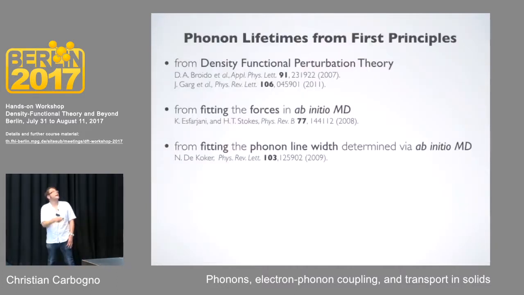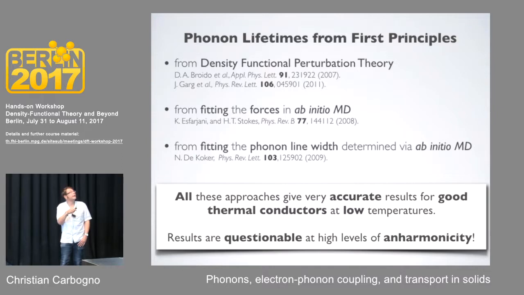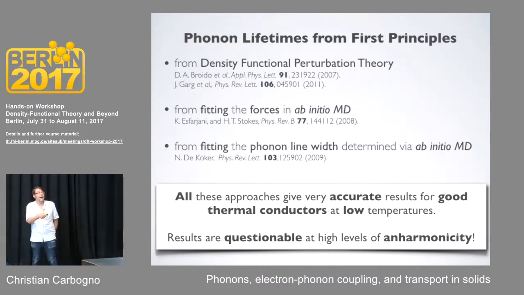This you can get, again, out of density functional perturbation theory by going one step further and doing additional perturbations. You can try to fit forces from ab initio MD. You can fit phonon linewidths from ab initio MD. These are strategies to incorporate more anharmonicity into these approaches beyond just doing simple perturbation theory. All of these approaches give very good thermal conductivities at low temperatures for good thermal conductors, where essentially the harmonic approximation holds and anharmonicities are really just a perturbation. But if you go to high temperatures, these kinds of approaches become questionable.